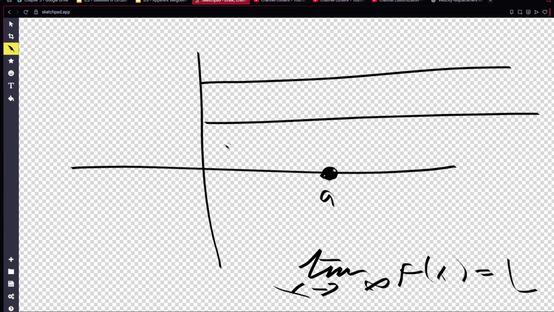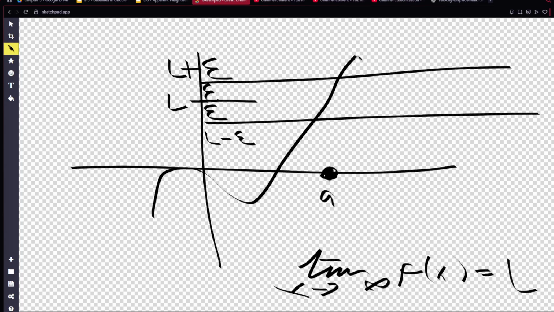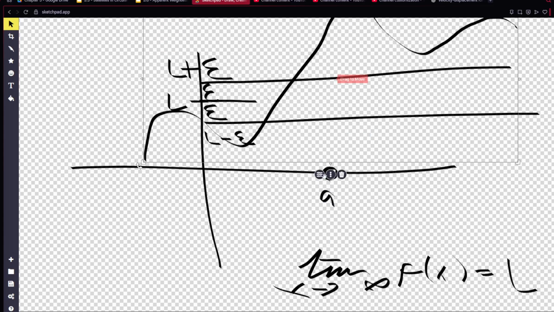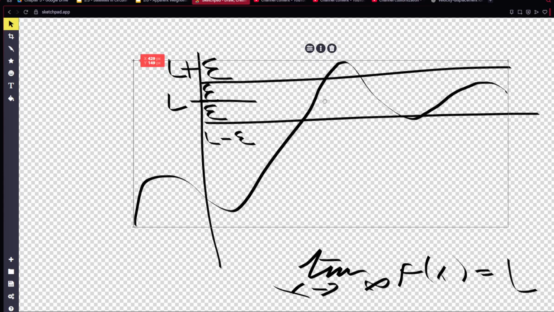So that means this is going to be L minus epsilon. This is going to be L right here. This is going to be L plus epsilon. And then we have this graph that's just going like this and that. We don't use a actually here, so let me erase these and move this down.